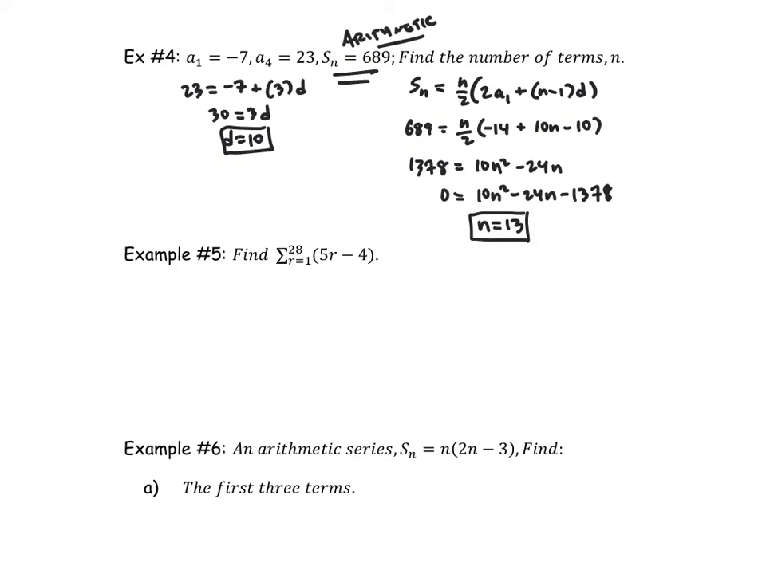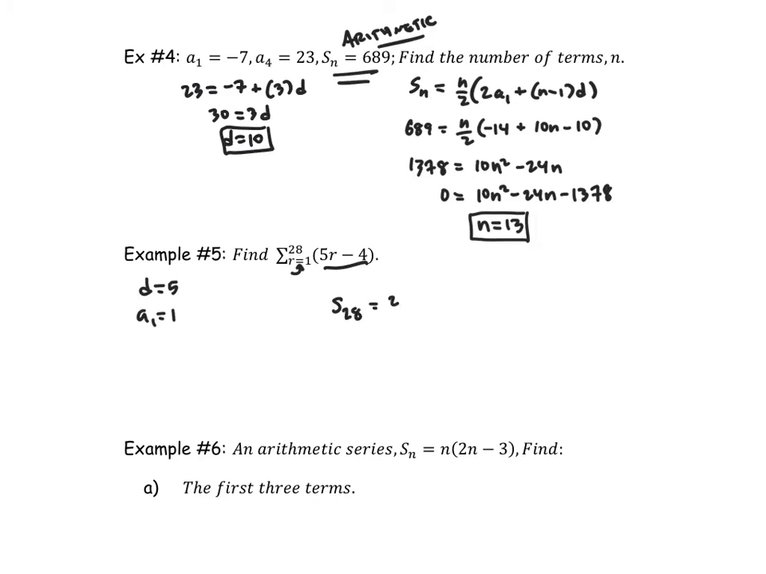Okay, example 5. Clearly here I have a linear relationship between my variable and the constants that are around it. So I'm going to determine what my first term is and what my common difference would be. The common difference is pretty easy to locate. That'd be 5. My first term, you just plug in the first value for r on the summation. Plug that in. Looks like a sub 1 equals 1. So I've got my first term, I've got my common difference. I can find the sum of the first 28 terms.